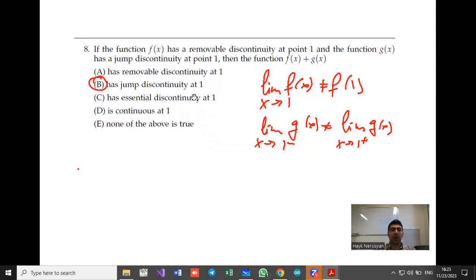Okay. Has removable discontinuity at 1? No, it is not removable. It's a jump. Essential discontinuity, of course, no. Continuous, no. So removable plus jump always gives a jump discontinuity, because sided limits will be different.